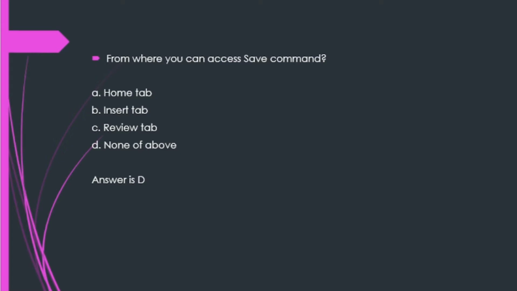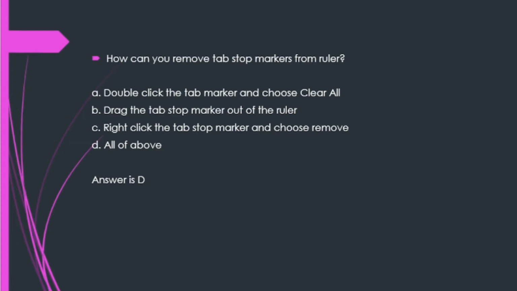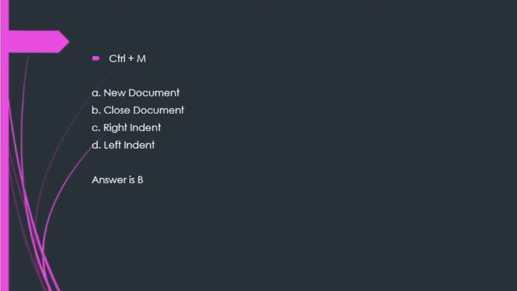How can you remove tab stop marker from the ruler? The correct answer is D. All of above. Double click the tab marker and choose clear all. Drag the tab stop marker out of the ruler. Right click the tab stop marker and choose remove. Control plus M. The correct answer is B. Close document.